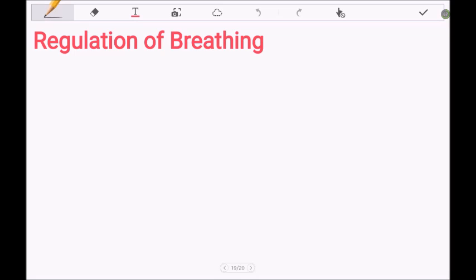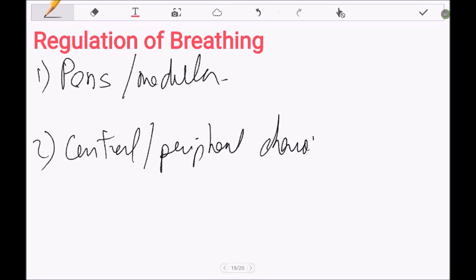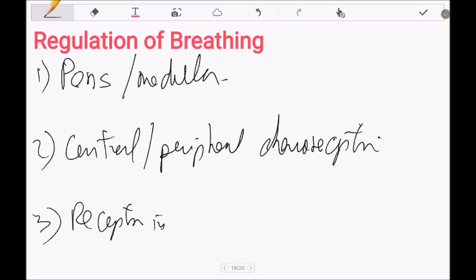Last, we're going to talk about regulation of breathing. Regulation of breathing is controlled by three factors. One, it's controlled by the pons and medulla. Two, it's controlled by the central and peripheral chemoreceptors. And last but not least, by stretch receptors in the lung.